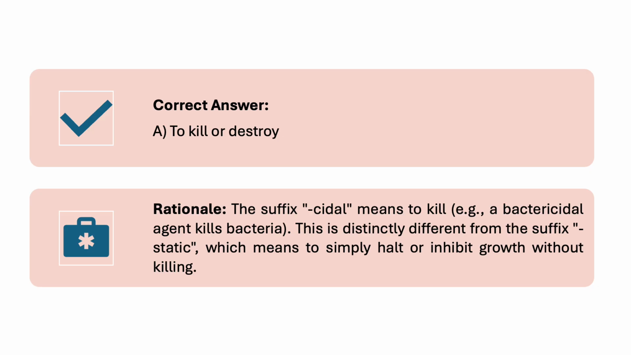Correct answer, A. To kill or destroy. Rationale. The suffix "cidal" means to kill. For example, a bactericidal agent kills bacteria. This is distinctly different from the suffix "static," which means to simply halt or inhibit growth without killing.